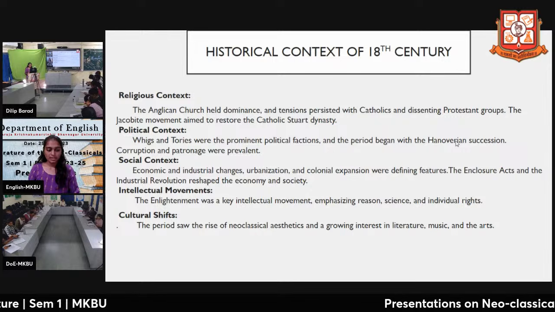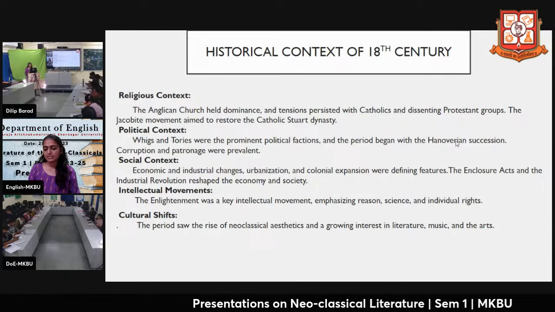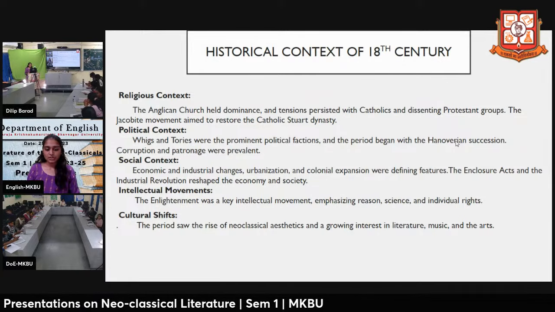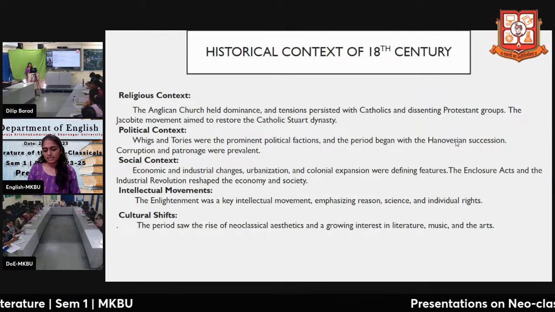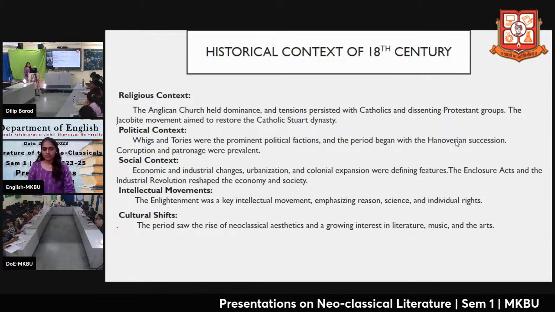Intellectual movements. The Enlightenment was a key intellectual movement emphasizing reason, science, and individual rights. Cultural shifts. The period saw the rise of neoclassical aesthetics and a growing interest in literature, music, and the arts. A Tale of a Tub.